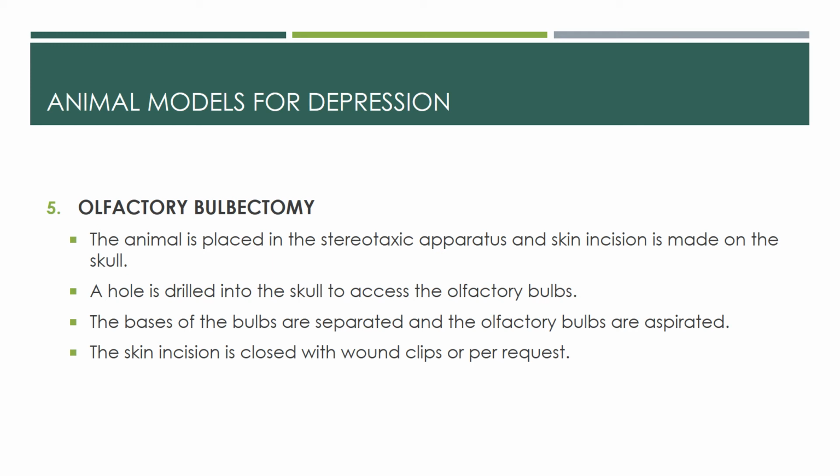Number five is the olfactory bulbectomy. The animal is placed in the stereotaxic apparatus and a skin incision is made on the skull. A hole is drilled into the skull to access the olfactory bulbs. The bases of the bulbs are separated and the olfactory bulbs are aspirated. The skin incision is closed with wound clips or per request.